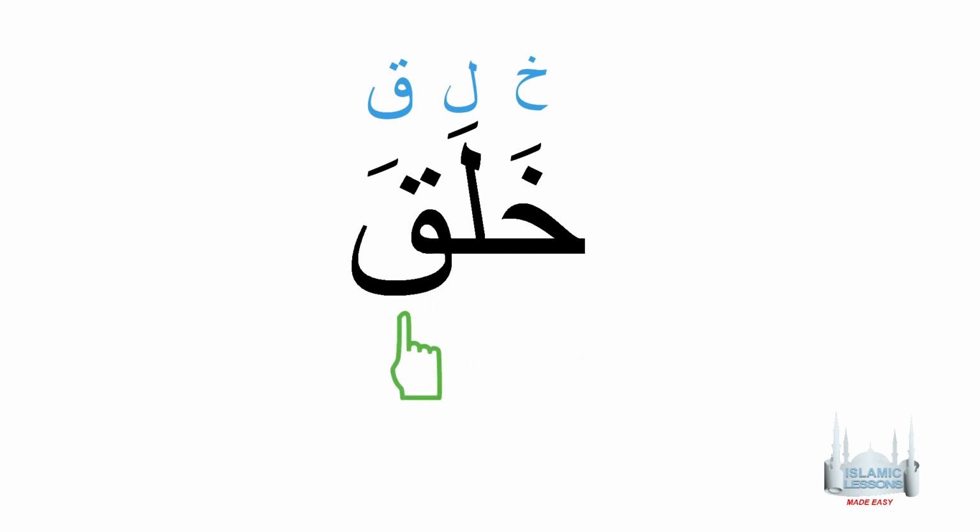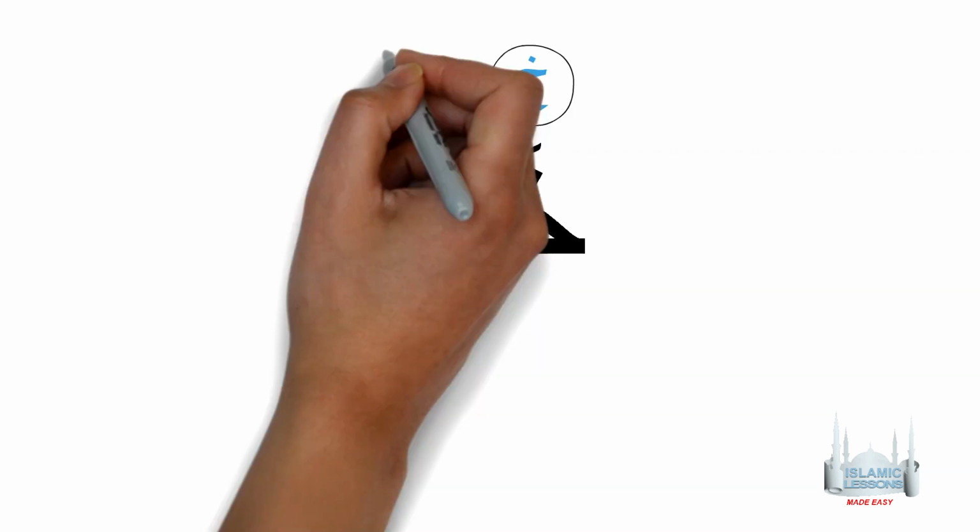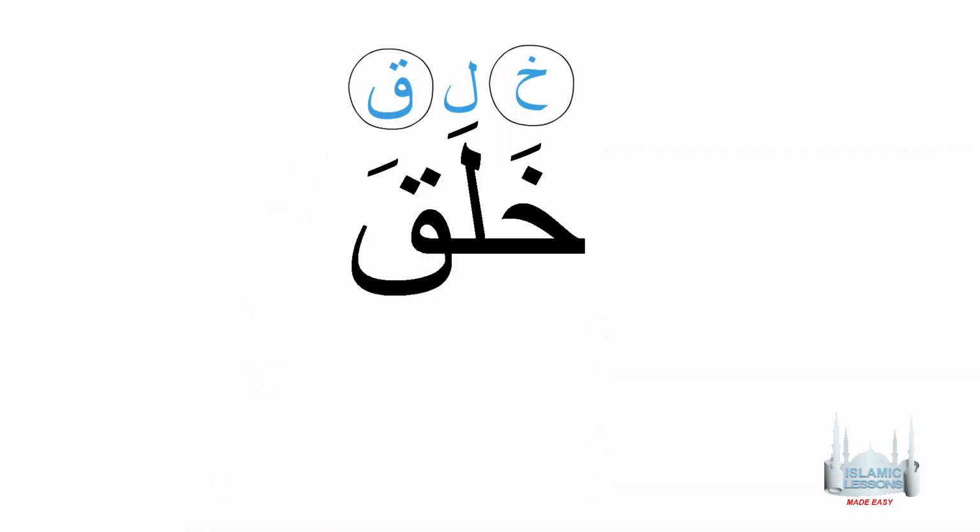Very good. Don't forget from lesson 1, we said that these two letters are heavy letters. So this is Kha and not Khe. And this is Qa and not Ka. Now a common mistake people usually make in this word is to pronounce the lam heavy. That's wrong. The lam is light. KhaLaQa. Next example.